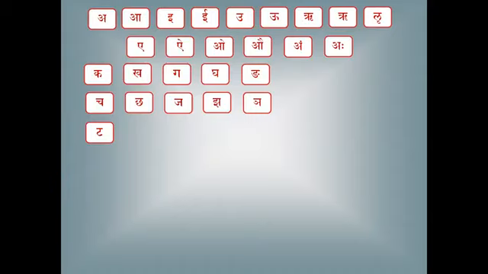Because we are not doing homework. 1 and 3 are always Alpa Prana. 2 and 4 are Mahaprana. 135 is Alpa Prana. Now you say Ta, and you say the next letter. You see the difference between the two.